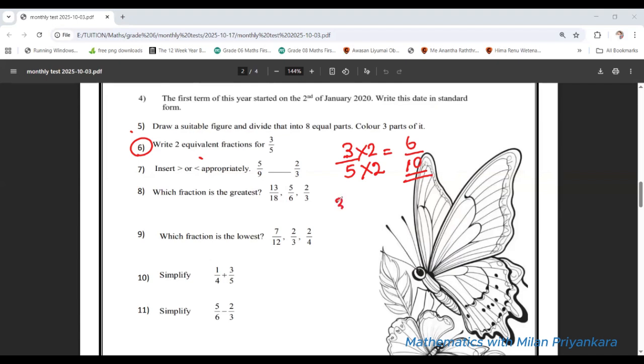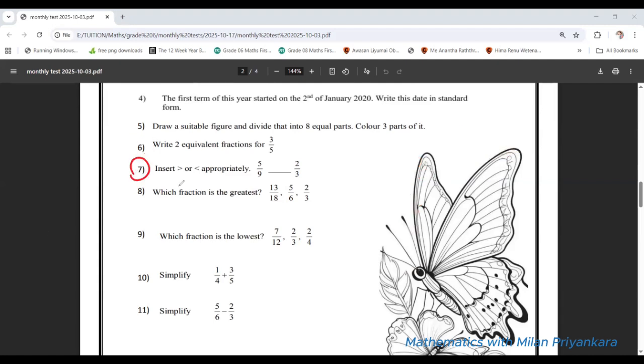If you want, you can multiply by 3 also. You can multiply by any number. Let's say multiply by 3. So 3 into 3 is 9, 5 into 3 is 15. Then what are the equivalent fractions? 3 over 5 equals 6 over 10 equals 9 over 15. Now you have written 2 equivalent fractions.